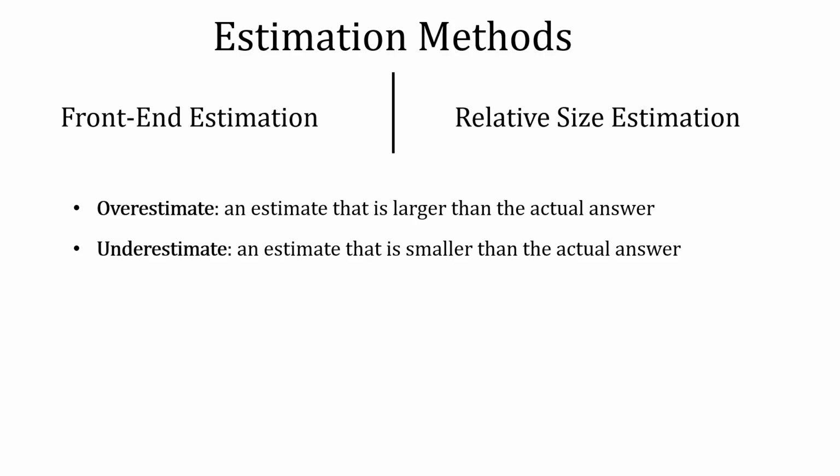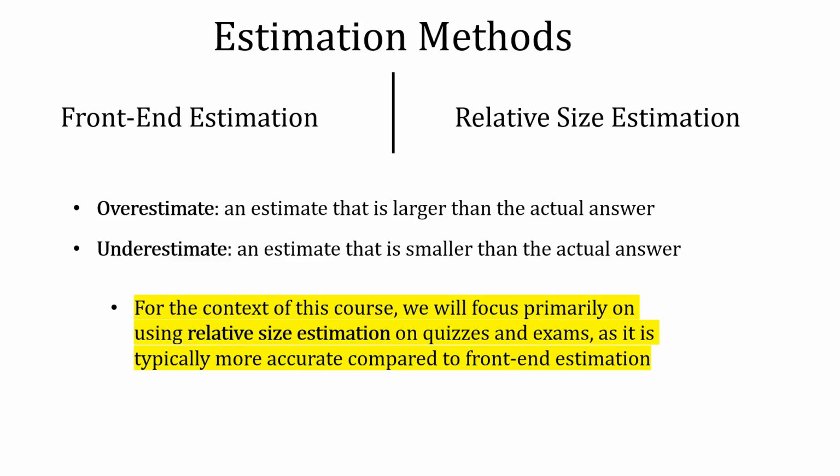And there are also some definitions that I want to go over. An overestimate is an estimate that is larger than the actual answer. And an underestimate is an estimate that is smaller than the actual answer. For the context of this course, we're going to focus primarily on using relative size estimation on our quizzes and exams because it's typically more accurate compared to front end estimation. There are a few cases where front end could be more accurate, but in most cases, relative size is the more accurate estimation method. So we're going to use that one.